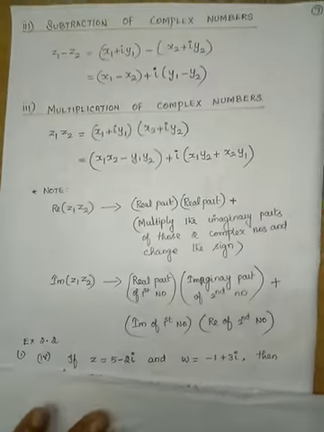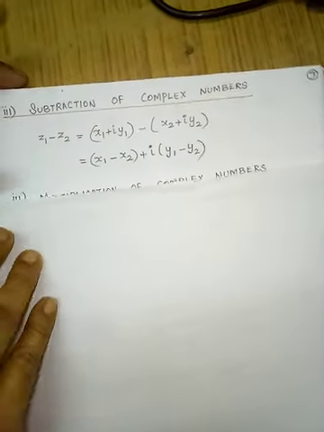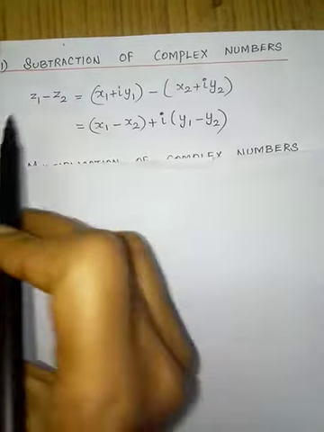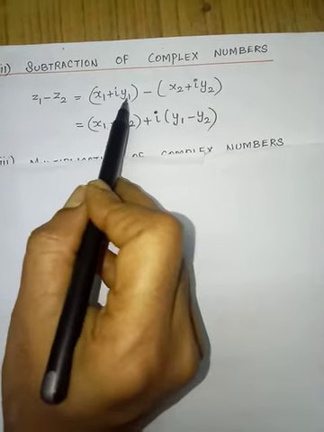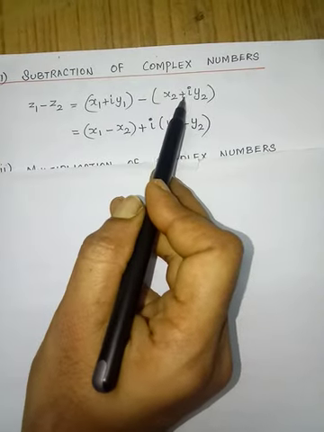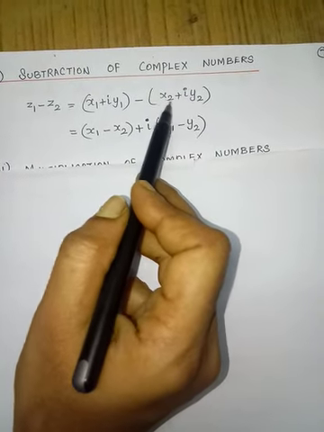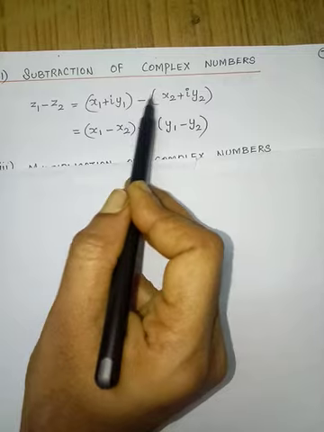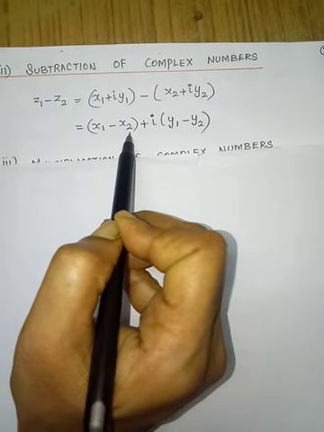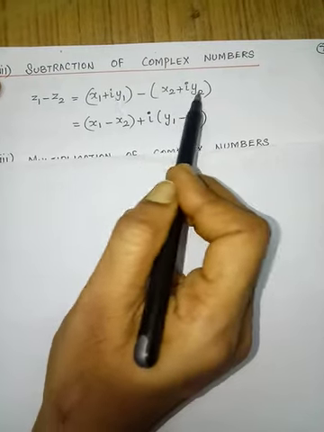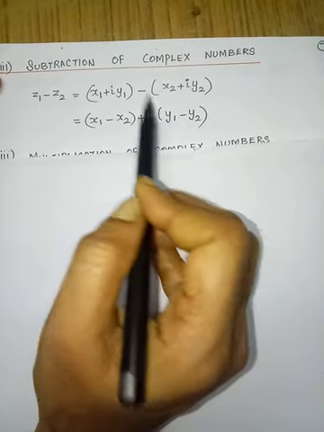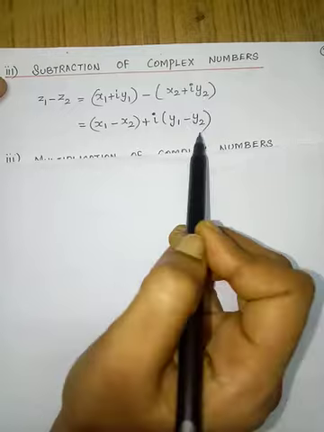The next operation is subtraction of complex numbers. It is defined as z1 minus z2. So x1 plus i y1 minus x2 plus i y2. As usual, x1 minus x2, the like terms are subtracted. In these two terms, i is common, I have taken it out, so y1 minus y2.